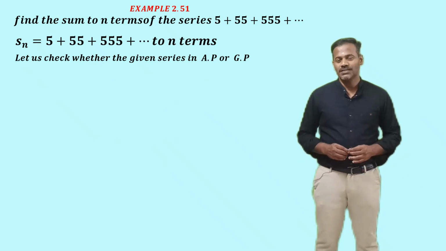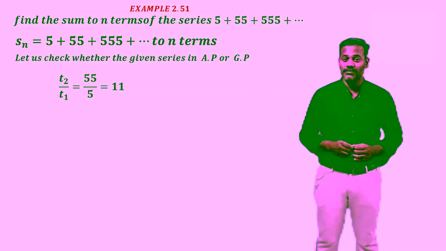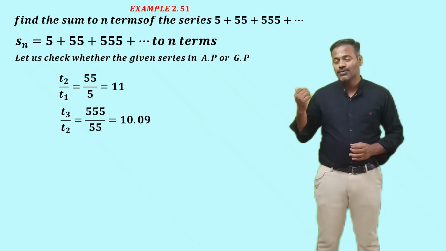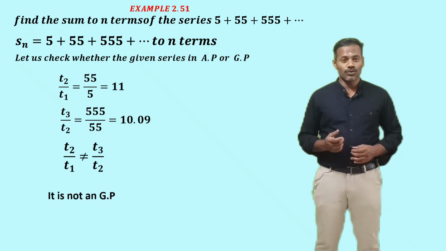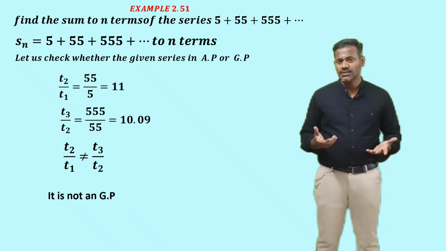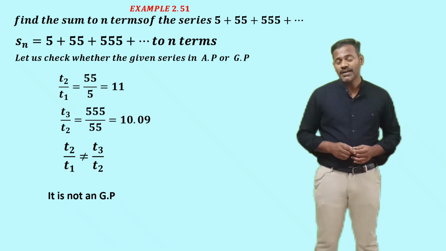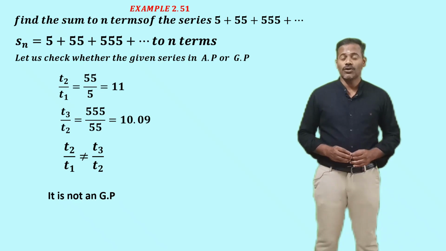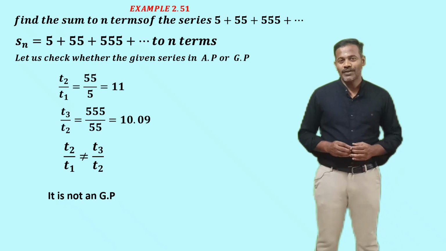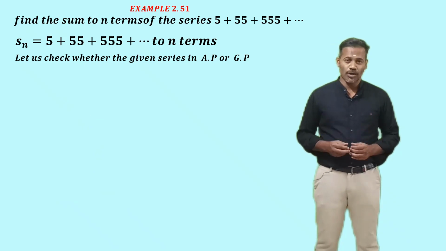Next, let us check whether the given series is in geometric progression or not. In a geometric progression, T2 by T1 is 55 divided by 5, which is 11. And what about T3 by T2? It is 555 divided by 55, which is 10.09. This is not in geometric progression, because T2 by T1 is not equal to T3 by T2. So the given series is neither in arithmetic progression nor in geometric progression. So what do we have to do? We want to convert this series into an arithmetic progression or geometric progression.